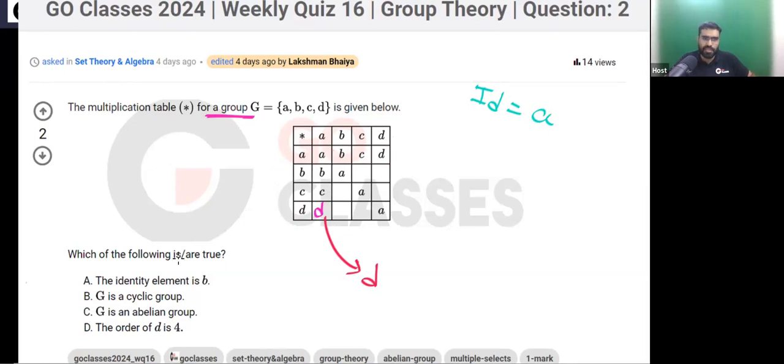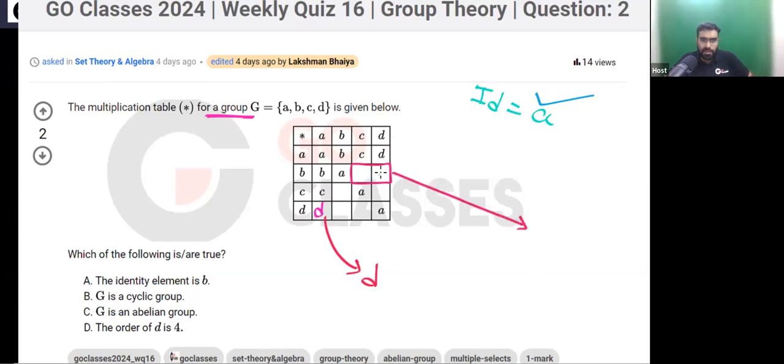Okay, so you can say identity element, that is E, and that is A. You got your identity element. Now you tell me, can I put here, for example, which two entries are missing? Tell me which two entries are missing here.